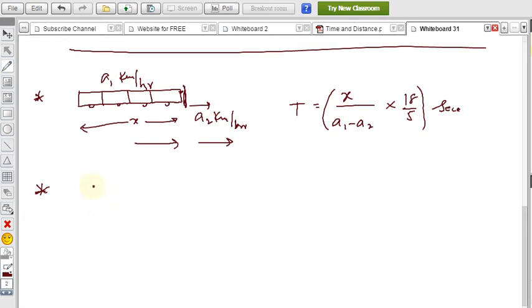For example, next one is the opposite direction. I'll draw the diagram clearly. Now this is a train, and it is going forward. This is the direction the train is going.